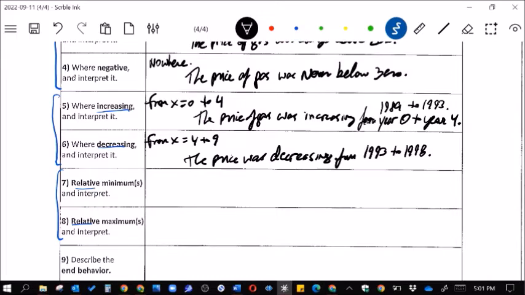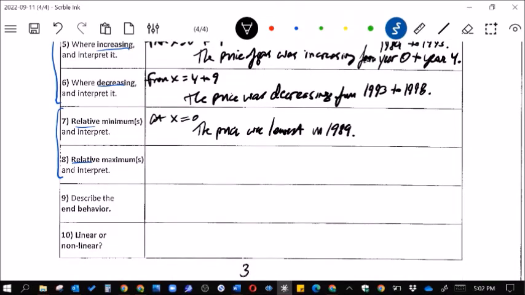so the relative minimum first at x equals 0. And that means that the price was lowest in 1989, because it was the one that started in 1989, that first year, or actually before it even got to the first year, right when it started.